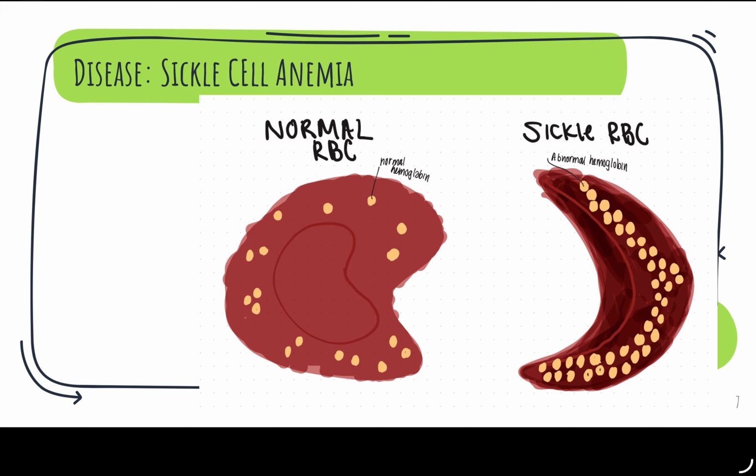In conclusion, protein synthesis is essential for life because proteins control structure and function in cells. Errors in this process can lead to serious diseases such as sickle cell anemia. Understanding protein synthesis helps us understand how genetics affects health.